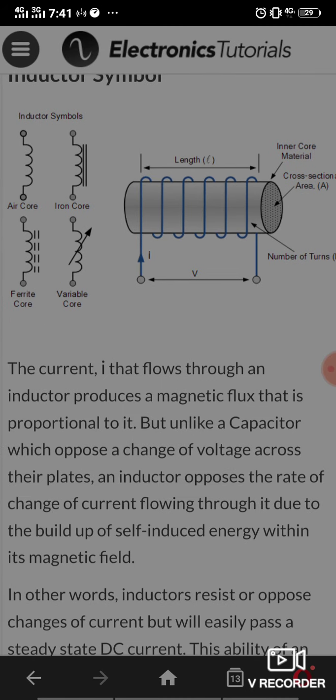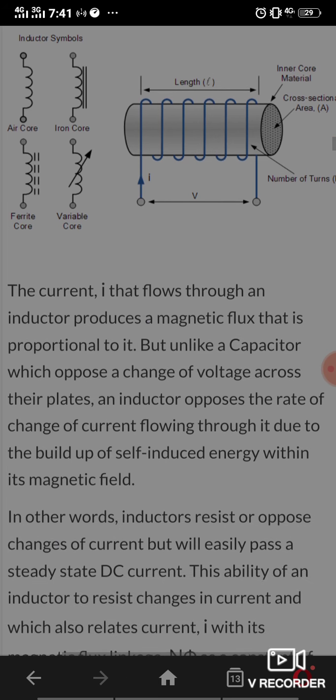The current flowing through an inductor produces a magnetic flux that is proportional to it. But unlike a capacitor, which opposes the change of voltage across its plates, an inductor opposes the rate of change of current flowing through it due to the build-up of self-induced energy within its magnetic field. In other words, inductors resist or oppose changes in current but will easily pass steady state DC current.